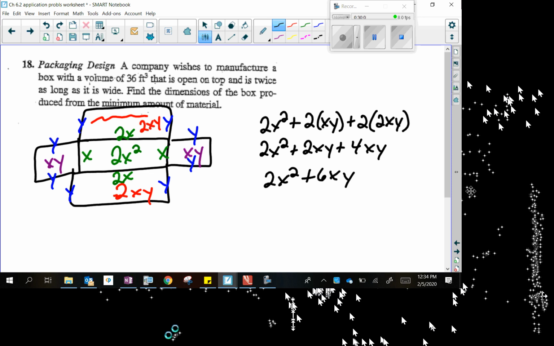Okay, so that is the surface area, right? So that's trying to find the dimensions of the box. What do we set that equal to? Is that 36? 36 is the volume. Does this represent the volume? No, so we still need another equation. So this is really what we're just going to try to minimize, right? So what is the volume equation then? The volume has to equal 36.